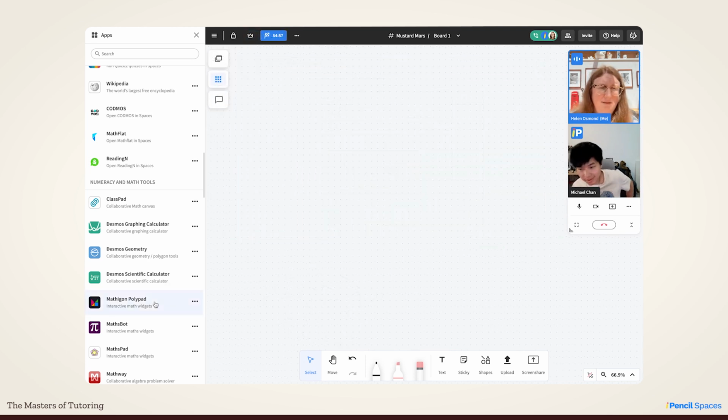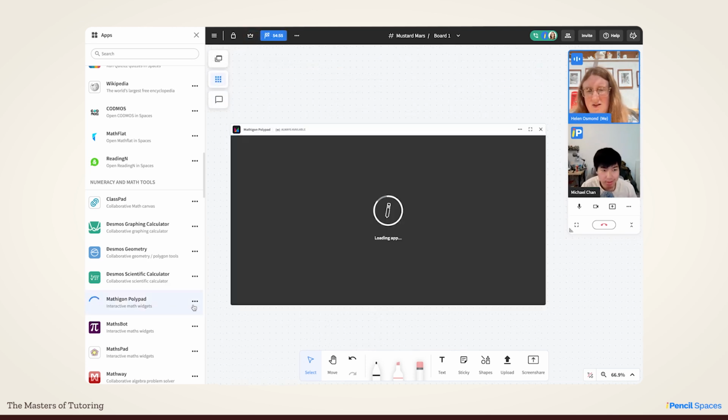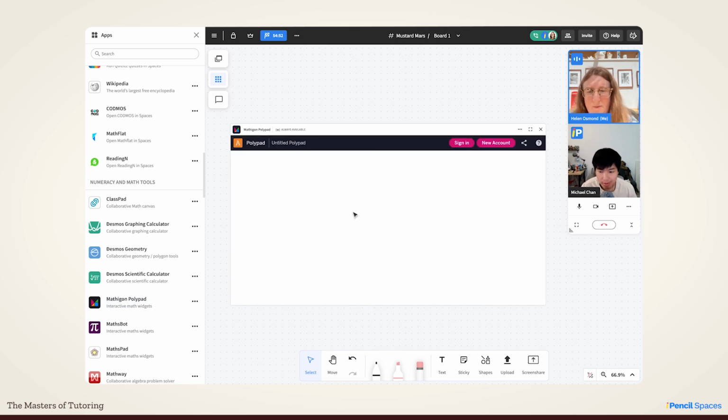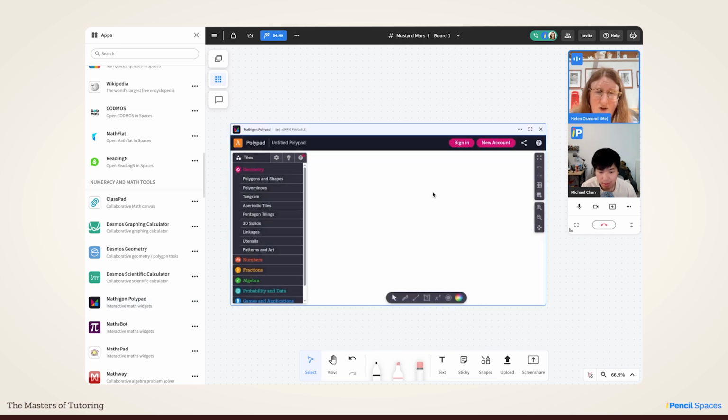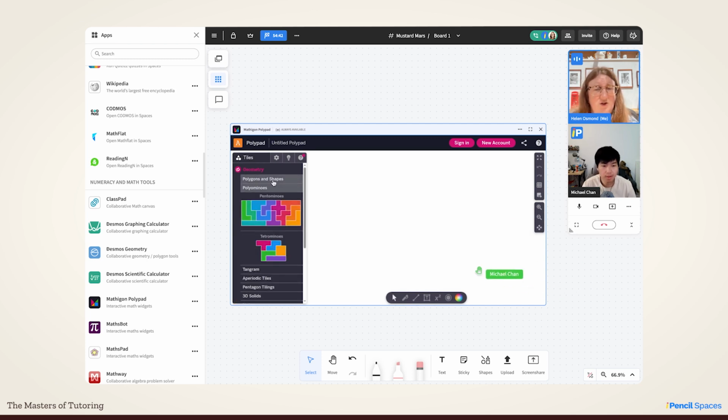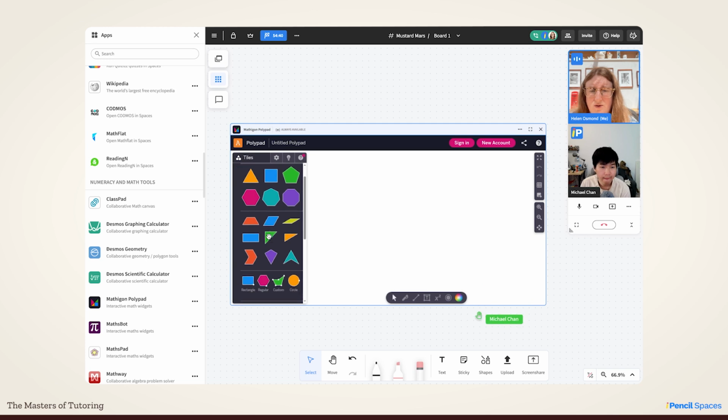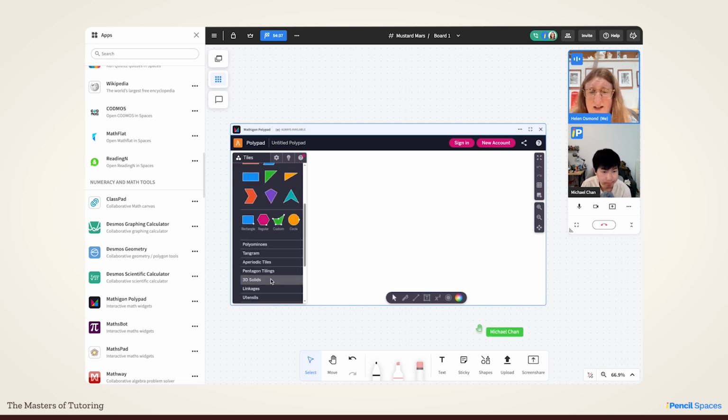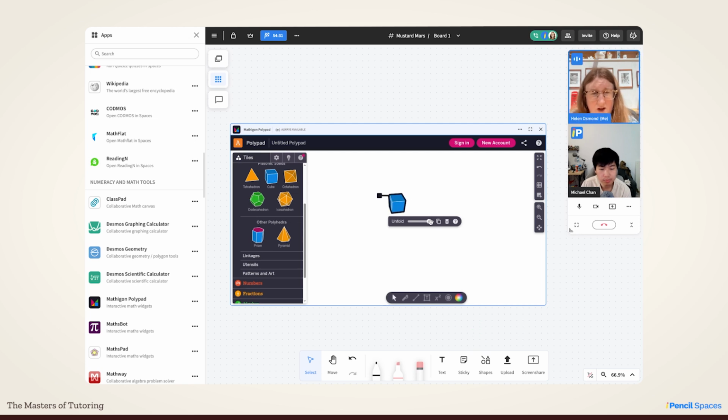We can also bring in other resources. So you may enjoy Mathagon, Polypad in here. I'm just going to start a new one for the moment. So if I wanted to do some work with polynomials or tetranomials, here's my polygons. I can move things around. I want my 3D solids. Now this can be really useful. If I drop in a cube, I can ask Michael to unfold it for me. So you can click in and unfold to see the net of my cube.